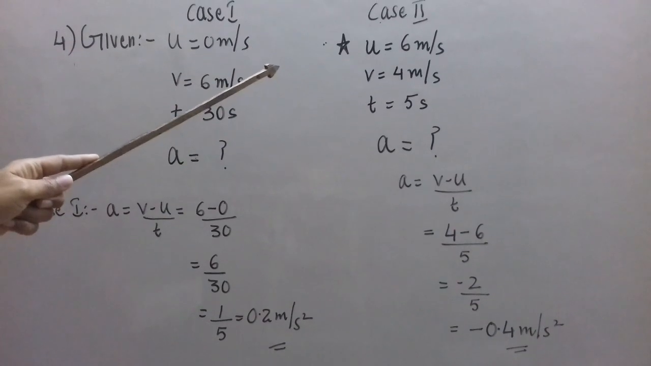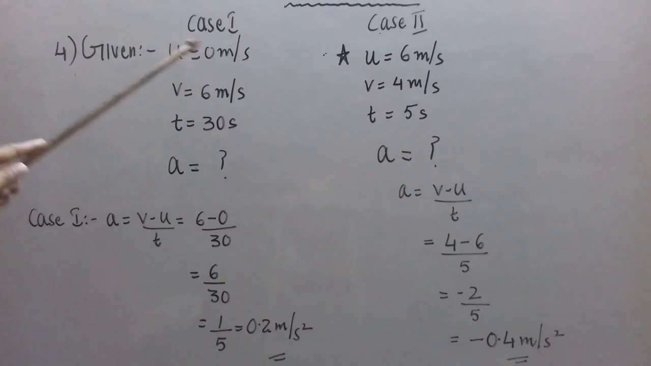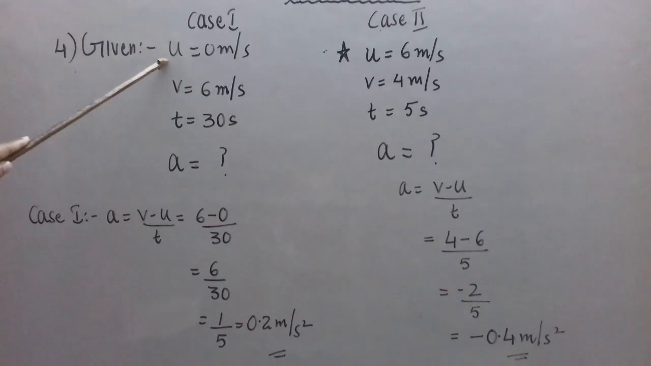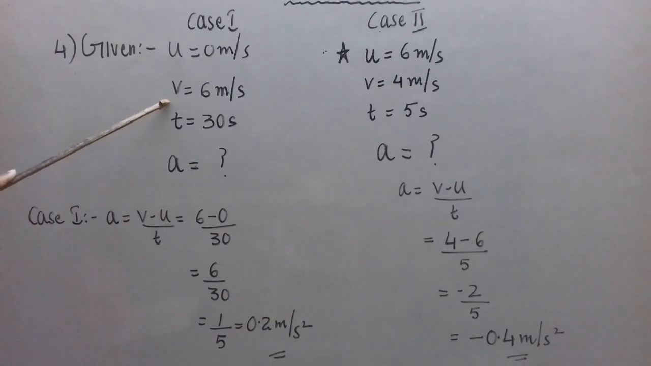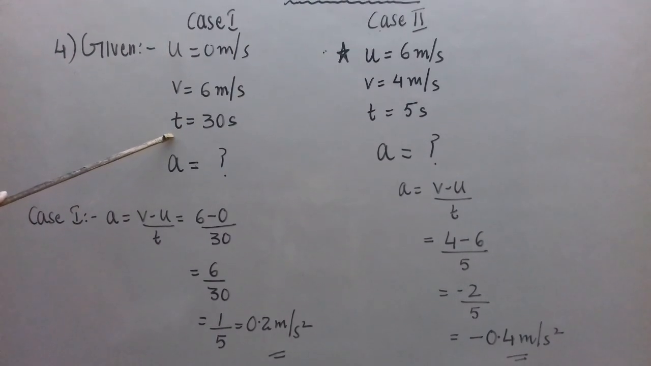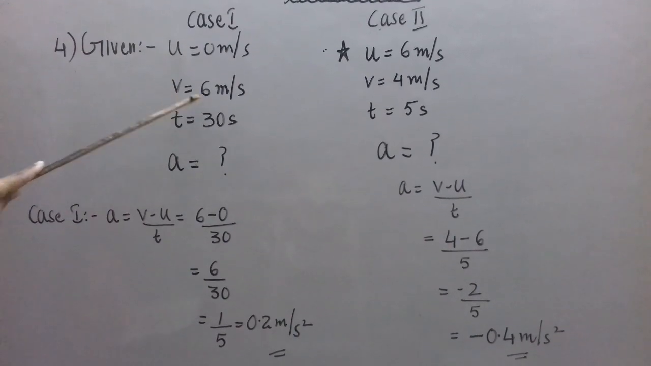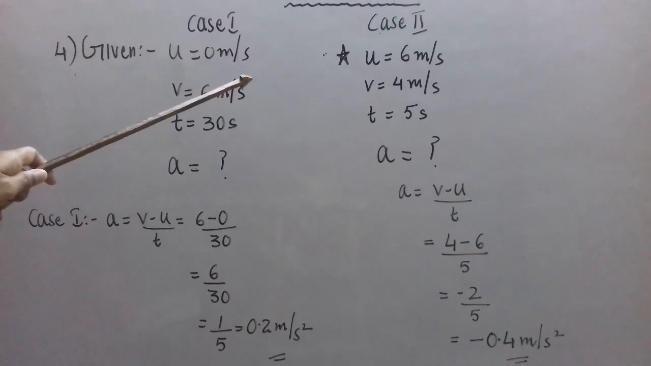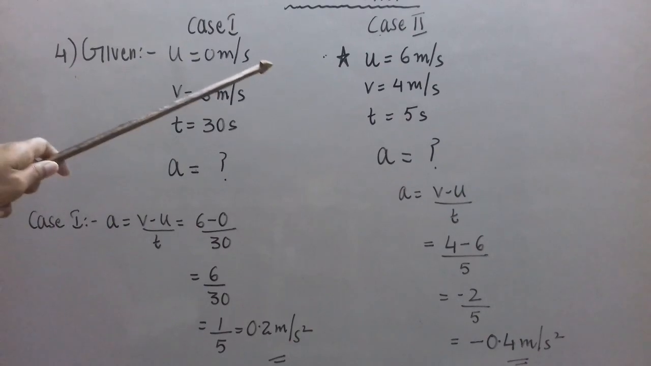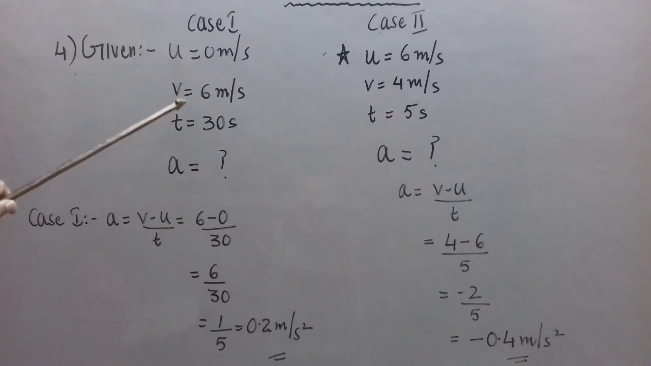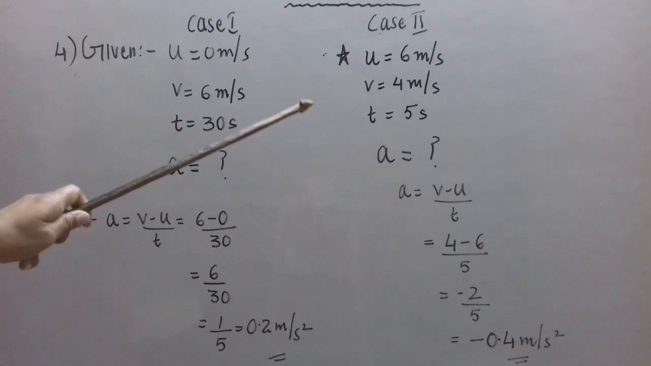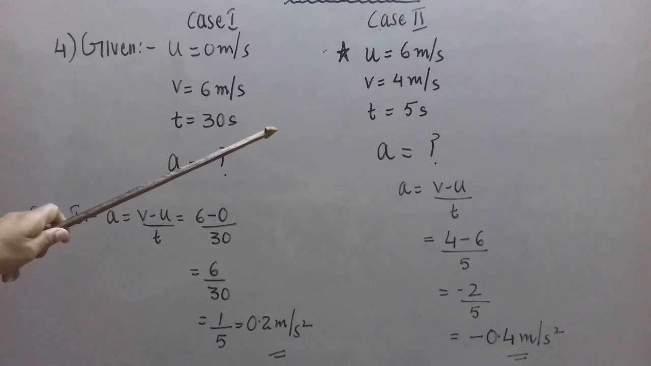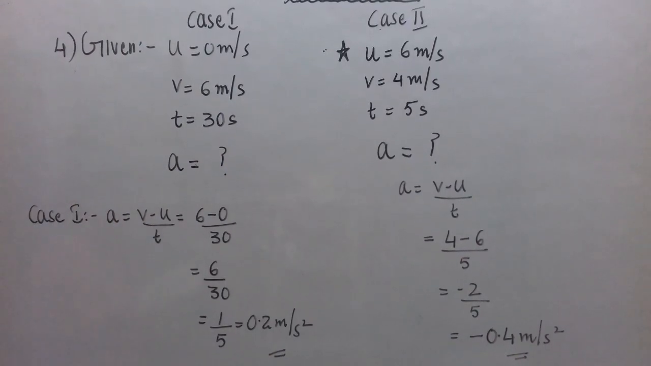But what is the initial velocity here? You will not take it as 0 meter per second, remember. Because imagine that he started from a stationary position, increased the velocity to 6 meter per second in 30 seconds, and then he applies brakes. It means this final velocity now becomes the initial velocity. That's why I have put a star there. Students make a mistake, they take U as 0 meter per second. It is not 0, it is 6 meter per second and V is 4 meter per second. Time taken for this change is 5 seconds. This is after the brakes are applied. You have to find the acceleration in both the cases.